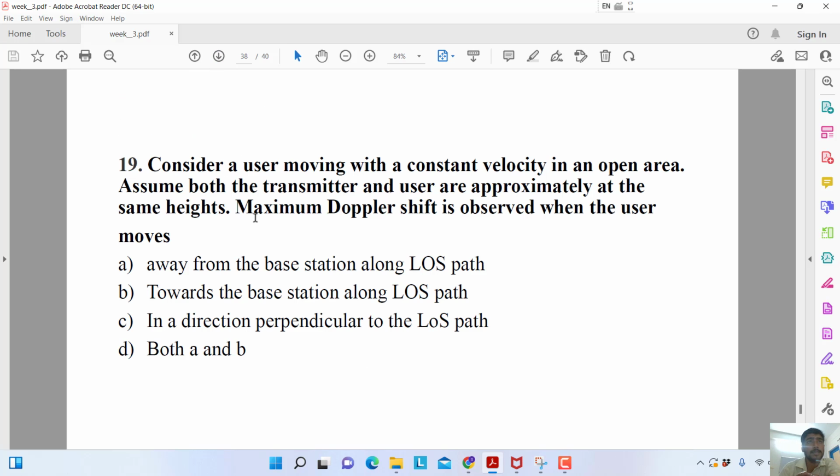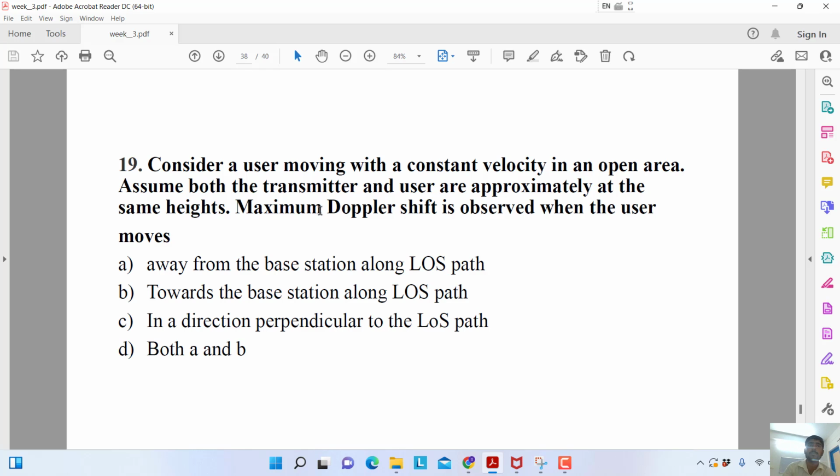The last question of today's session. Question number 19 is: consider a user moving with a constant velocity in an open area. Assuming both the transmitter and user are at approximately the same height, the maximum Doppler shift is observed when the user moves. We have four options, and we have to tell which option is true. First option is away from the base station along the LOS path, and the second is just the reverse, towards the base station along the LOS. Third is in a direction perpendicular to the LOS path. And the fourth option is both A and B.